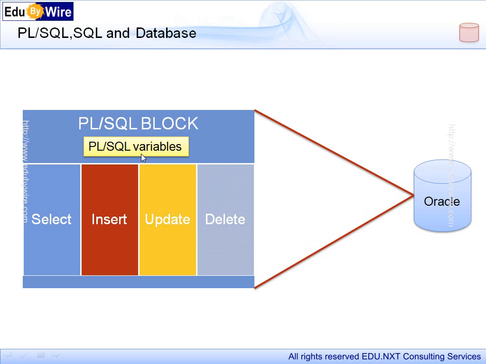SQLCODE and SQLERRM are two predefined identifiers given by PLSQL to be used in the exception handling part. If a SQL statement has generated an exception, then SQLCODE contains the error code and SQLERRM contains the error message. We can access these identifiers in the exception handling part of a PLSQL block. Please refer to the exception handling sessions to learn more details about exceptions.